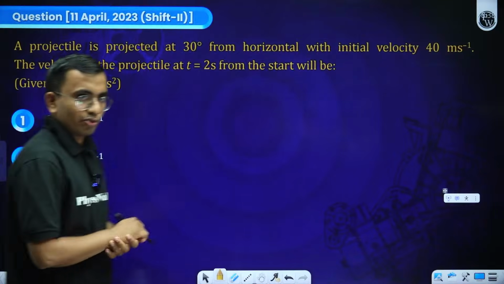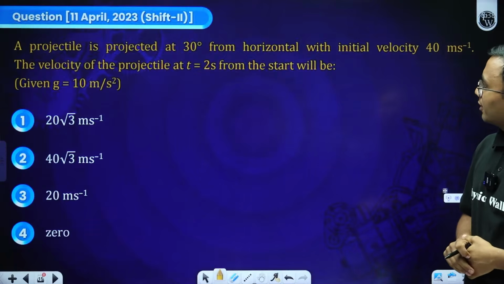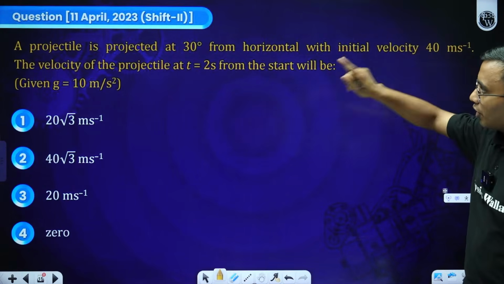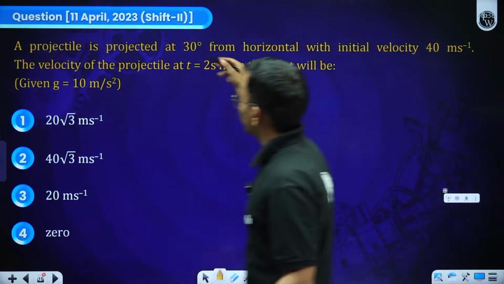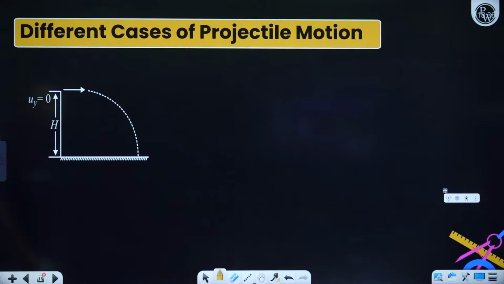Let us do this question quickly. Projectile is projected at 30 degree from horizontal. Initial velocity is 40 meter per second. The velocity of the projectile at, sorry, this is the same question. Sorry for this. Same question it is again.